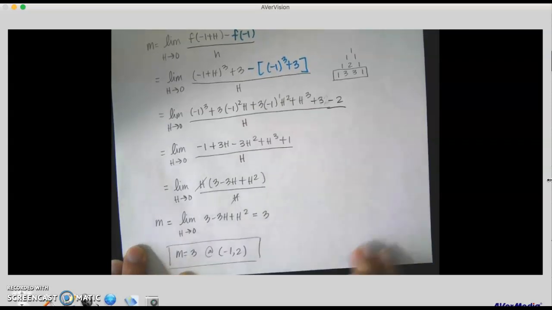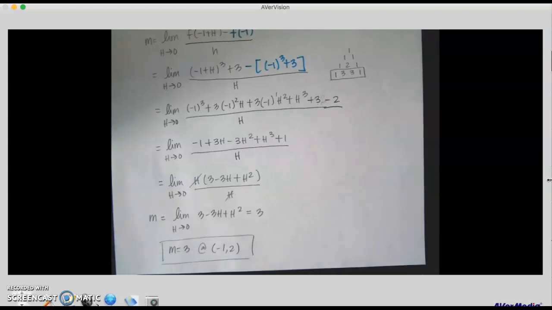And if it asks for the actual equation of the line, then that's when you would be using your point slope. The y minus y1 equals m times x minus x1.